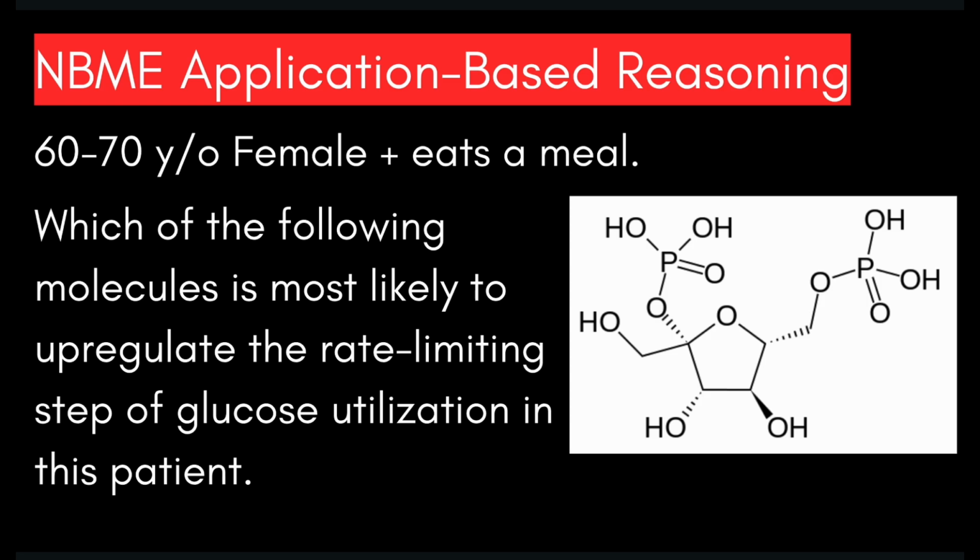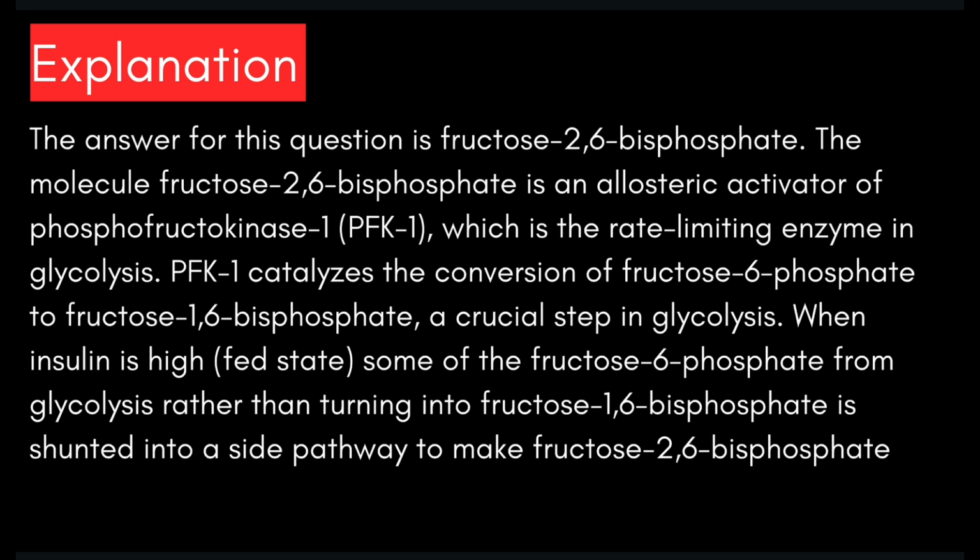All right, I'll be moving on to the next slide now. So if you need more time, please pause the video. Moving on now. The answer for this question is fructose 2,6-bisphosphate. The molecule fructose 2,6-bisphosphate is an allosteric activator of phosphofructokinase 1, also known as PFK1, which is the rate-limiting enzyme in glycolysis. PFK1 catalyzes the conversion of fructose 6-phosphate to fructose 1,6-bisphosphate, a crucial step in glycolysis.